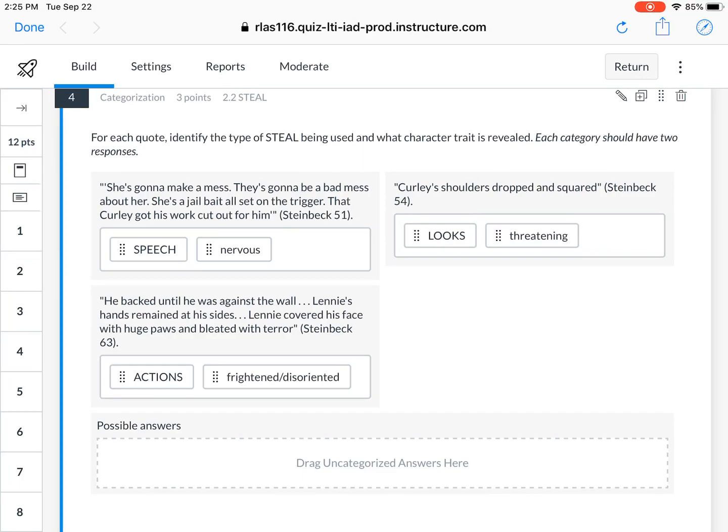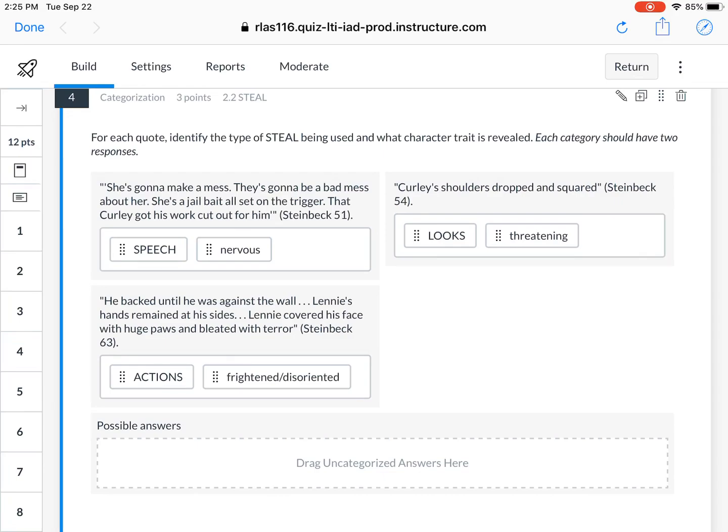And then finally, let's look at this second quote on the right. Curly's shoulders dropped and squared. All right, so this is telling us what Curly looks like. And if somebody's shoulders are dropping and they're squaring, this is like his stance getting ready for a fight. So we could say that Curly is being threatening here.